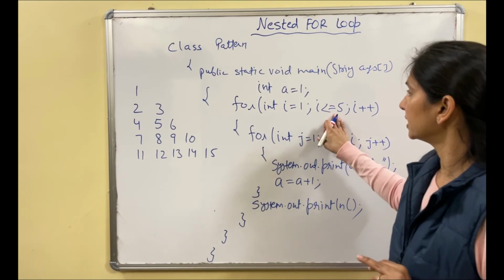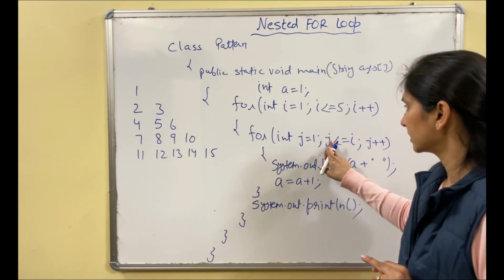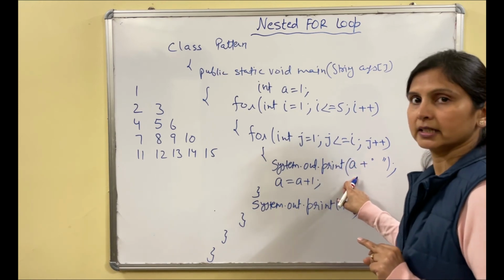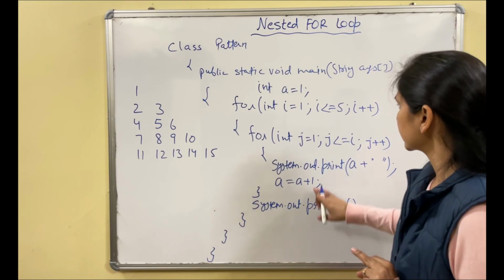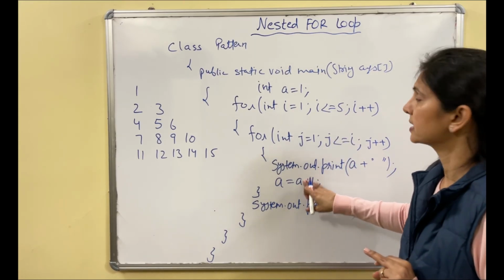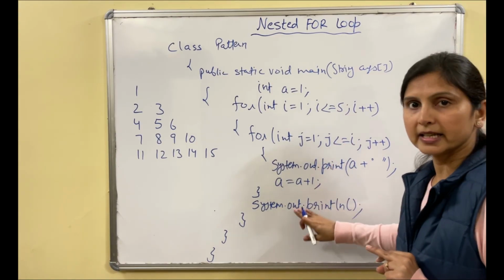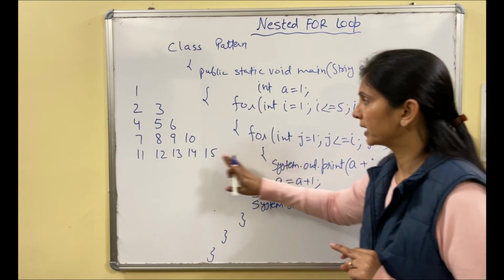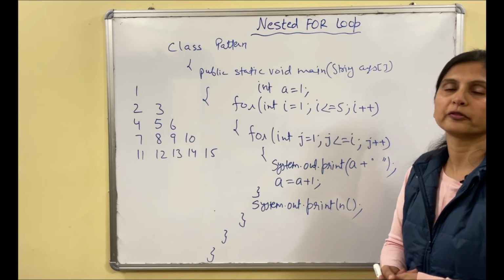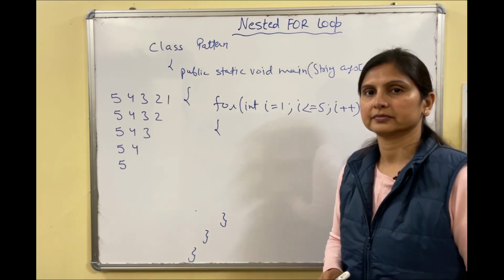Again when I is 3, what was the latest value of A? 4, so 4 is displayed. The loop ran 3 times, I is 3, 4 5 6, okay. Then it came out, the cursor came to the next line, the value of I became 4, and the latest value was 7. 7 8 9 10, the loop will run 4 times, 1 to 4. Same way next time it will run 5 times, 11 12 13 14 15. So this is the way nested loop will work. I hope you have understood this.